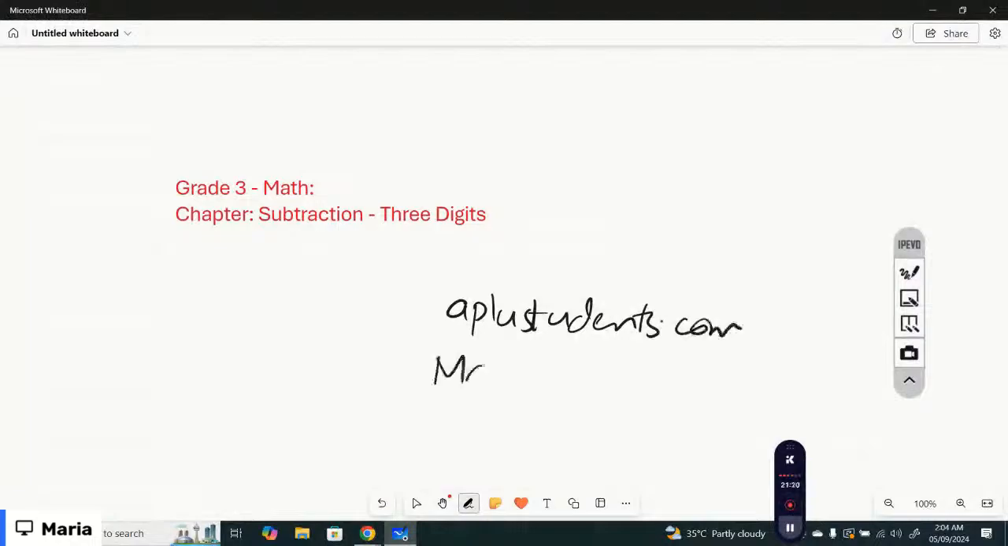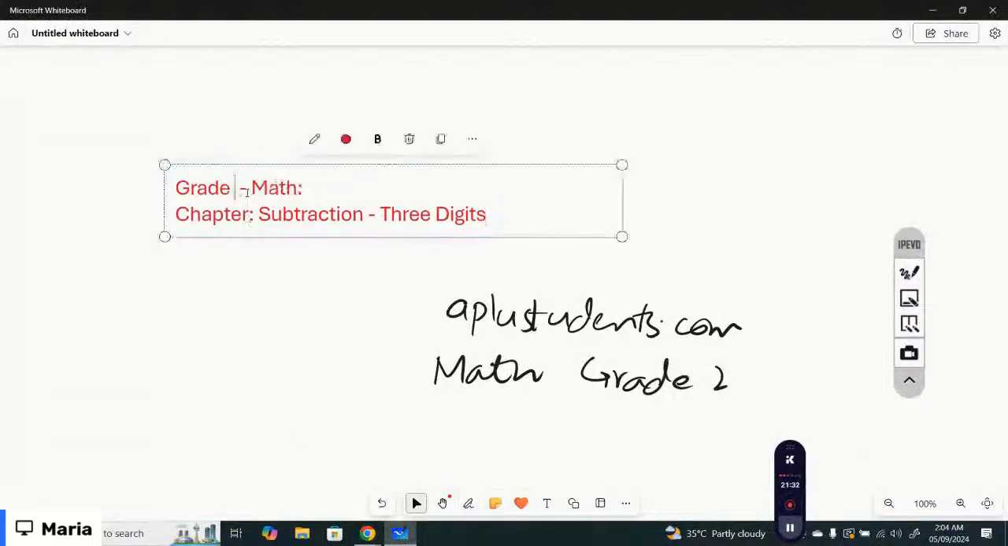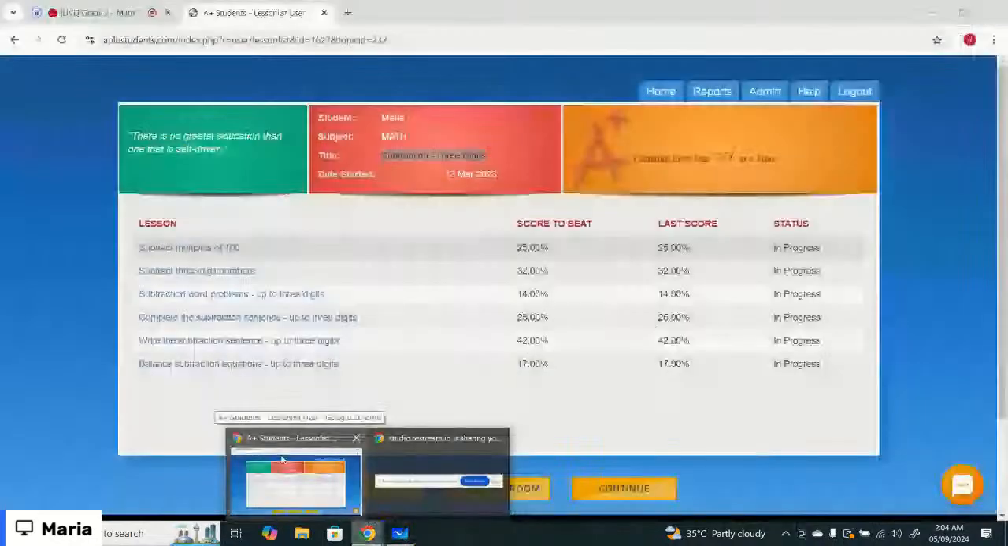Scroll down to grade 2 math and then click on view all lessons. That's grade 2 math, right? Sorry. So there you can find a list of the chapters. We're going to start with the chapter subtraction 3 digits, right?